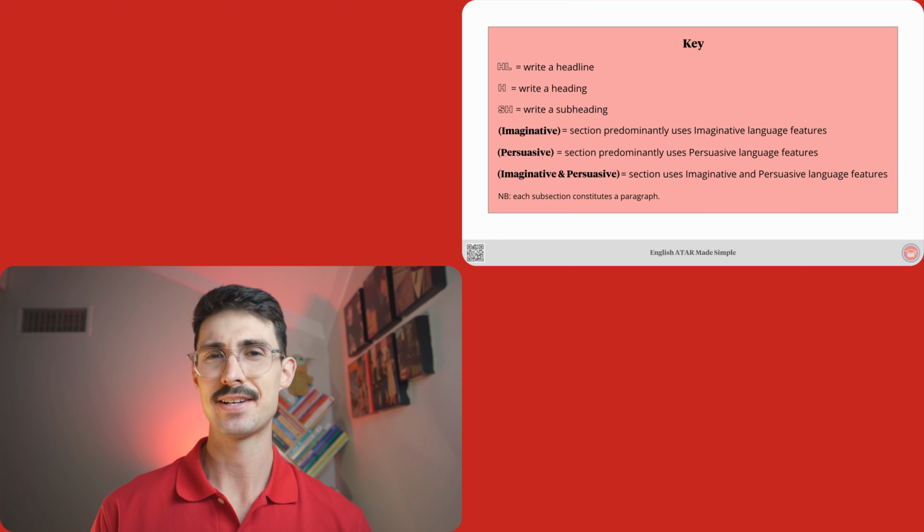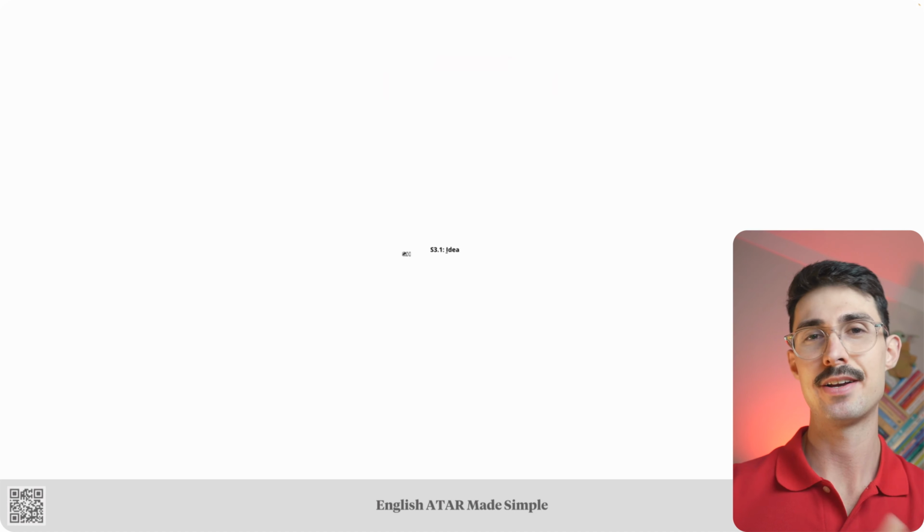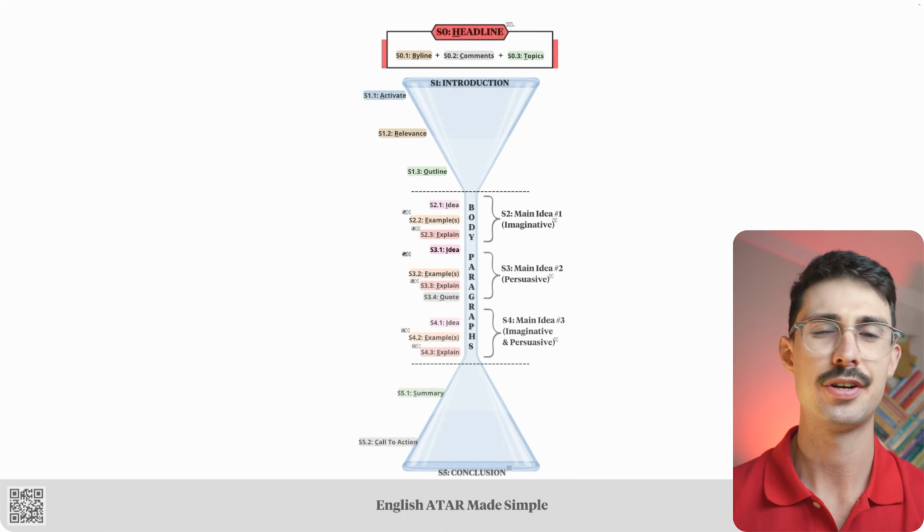I don't expect you to really understand what any of this stuff means until we get into the actual structure and really examples over the next few lessons. This is what the structure looks like in all her glory.